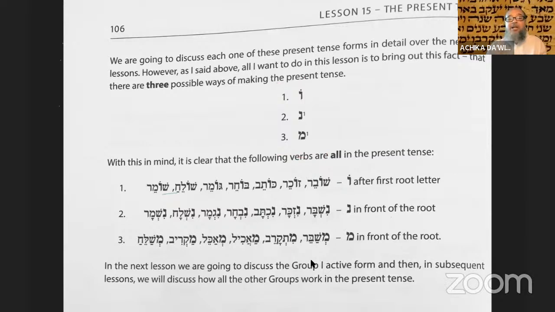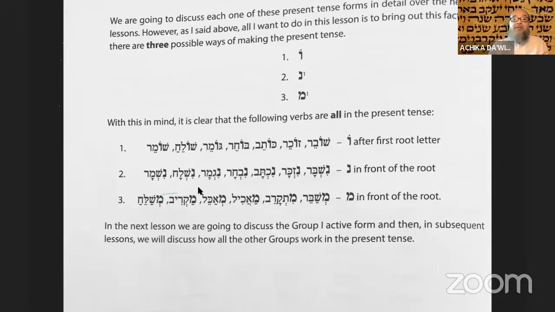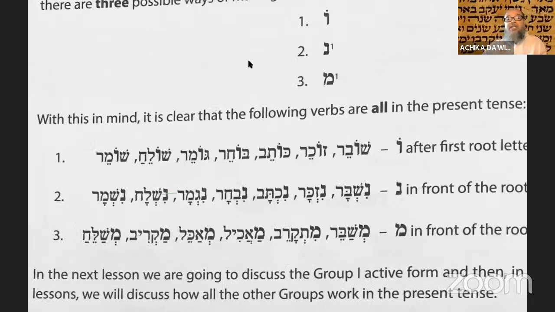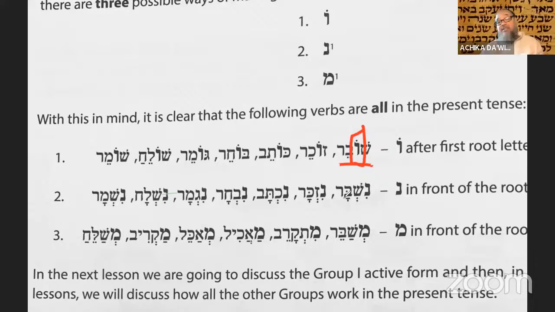Okay. So with this in mind, it's clear that the following verbs are all in the present tense, and they're showing you some examples that you're going to have to look at. If you know your vocabulary, it'd be very helpful, because you'll be like, okay, I know that this first word right here, I can see that it has a shin, a bet, and a resh. I know that's shavar or shabar, and I know that means to break. So what does this mean? Just by having this in it, what does it mean? Breaking. I'm breaking.